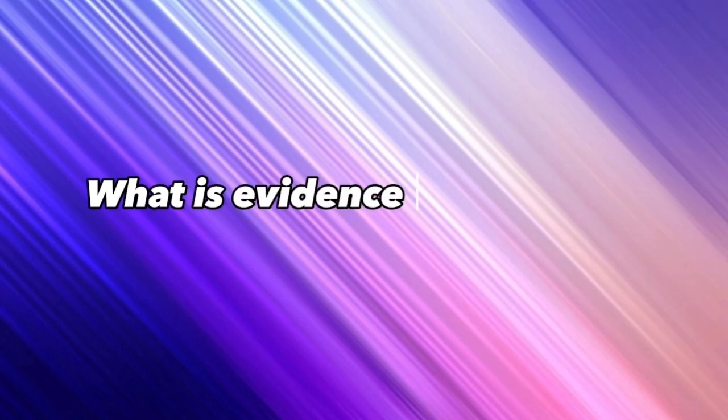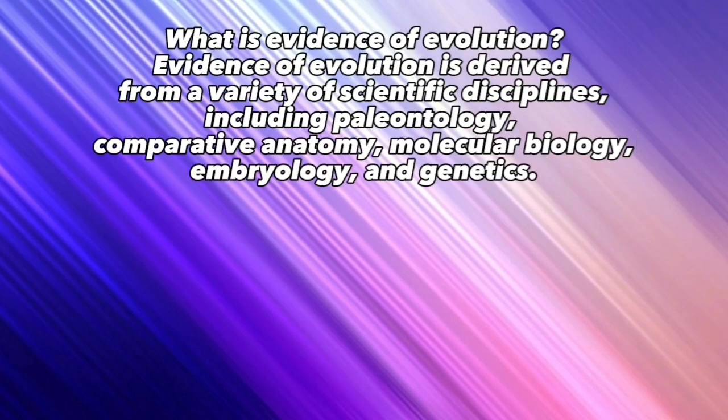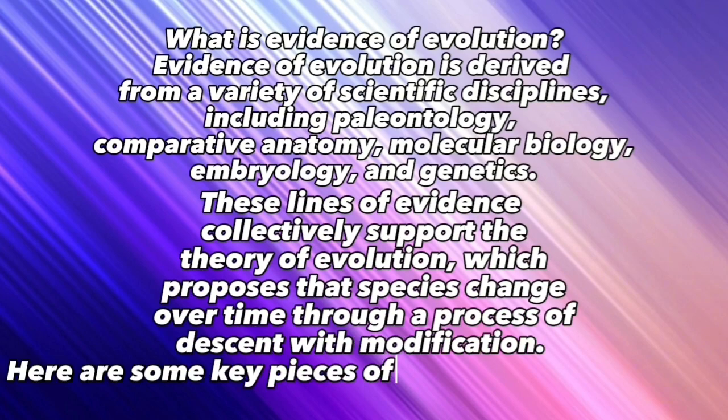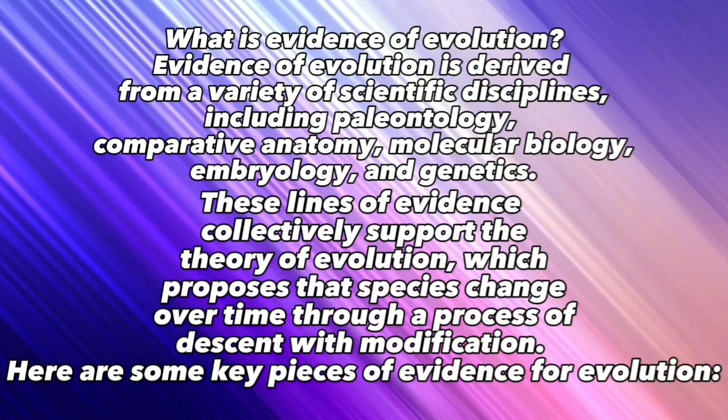What is evidence of evolution? Evidence of evolution is derived from a variety of scientific disciplines including paleontology, comparative anatomy, molecular biology, embryology, and genetics. These lines of evidence collectively support the theory of evolution, which proposes that species change over time through a process of descent with modification. Here are some key pieces of evidence for evolution.